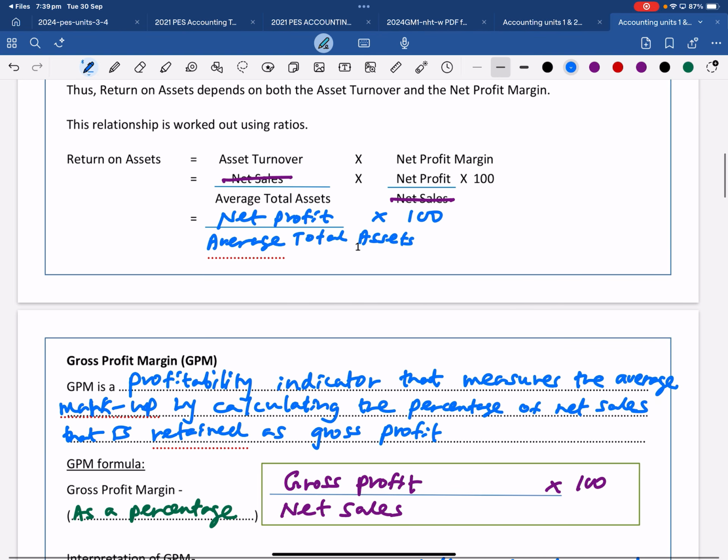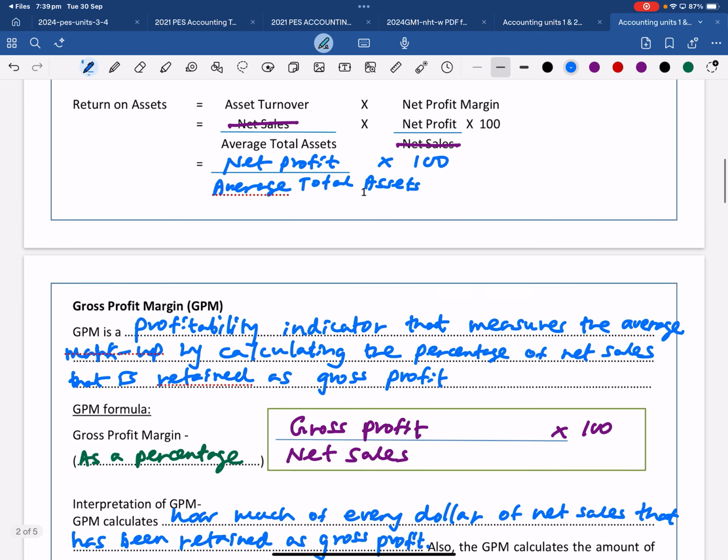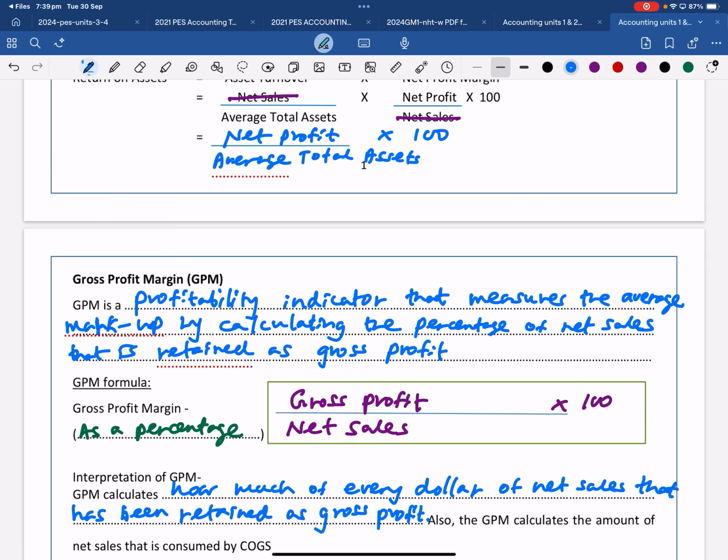Is there one more margin? Not in your studies, no. I can't think of any other margin. That's it. We have net profit margin and gross profit margin.